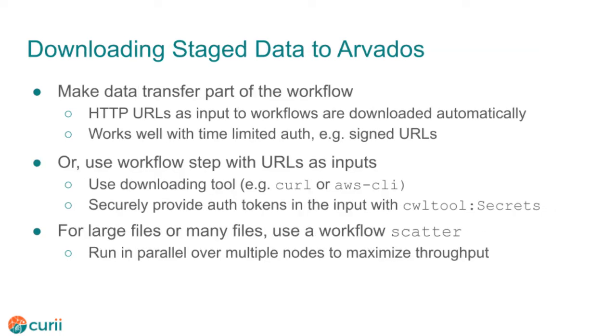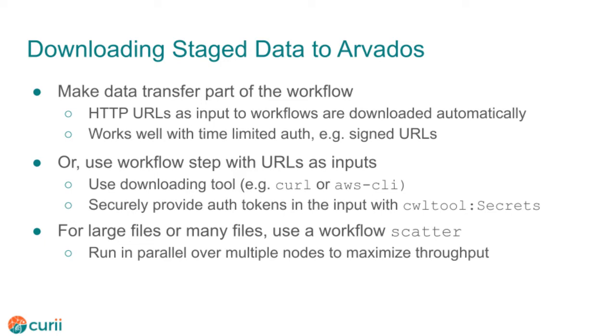If your data is already present in another storage system, such as an S3 bucket, then you might prefer to initiate the data download when you need it. Arvados will download HTTP URLs automatically when used as workflow inputs, which is convenient with public data sets and time-limited authorization schemes such as S3 signed URLs.